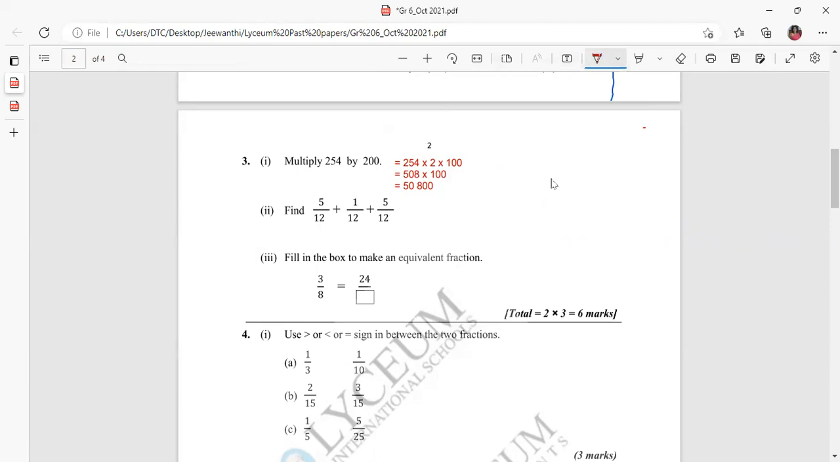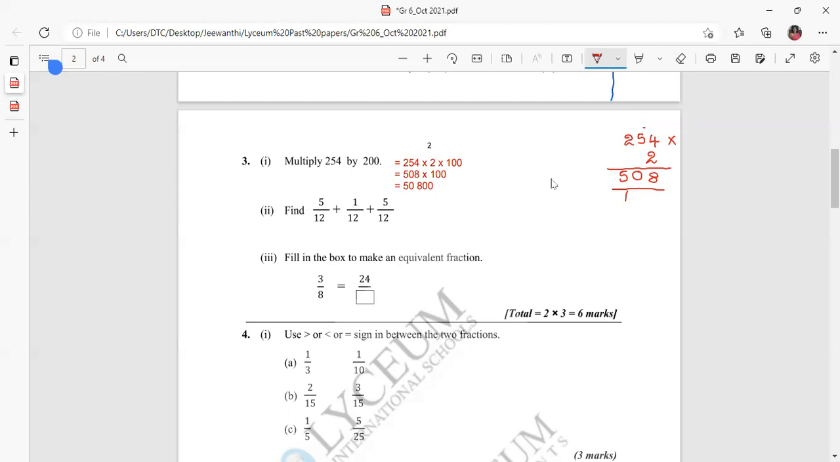You go to your working column and you write 254. You multiply by 2. 2 times 4, 8. So then 2 times 5, 10. 1 remaining. 2 times 2, 4 plus 1, 5. 508. You multiply by 100. So these are the steps.